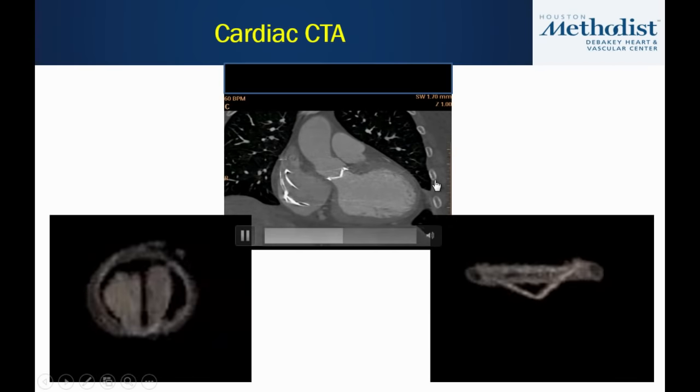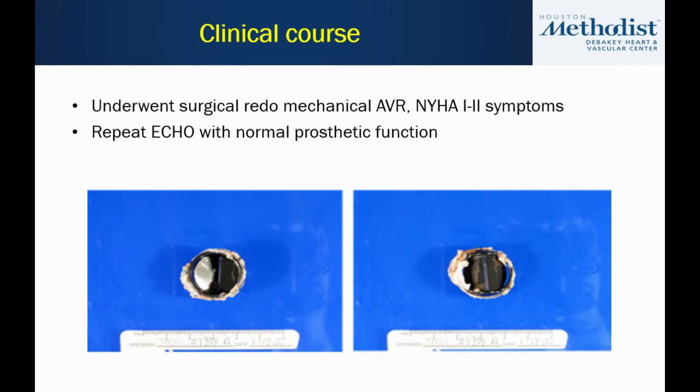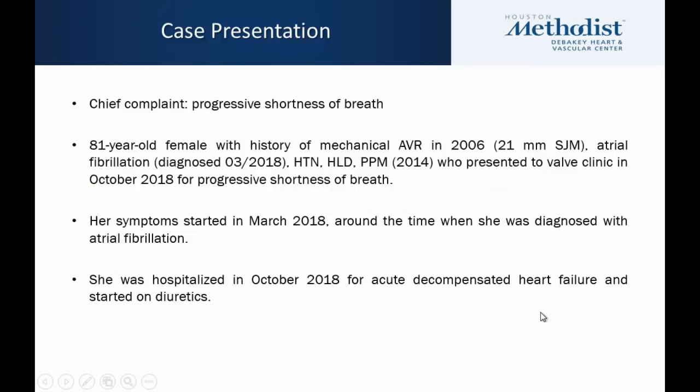So no question, there's something impinging the leaflet, preventing it from opening, and judging from the location, subvalvular, not a big amount of tissue and low density, so most likely it was pannus, and it was confirmed by the surgical pathology. And this is another case.